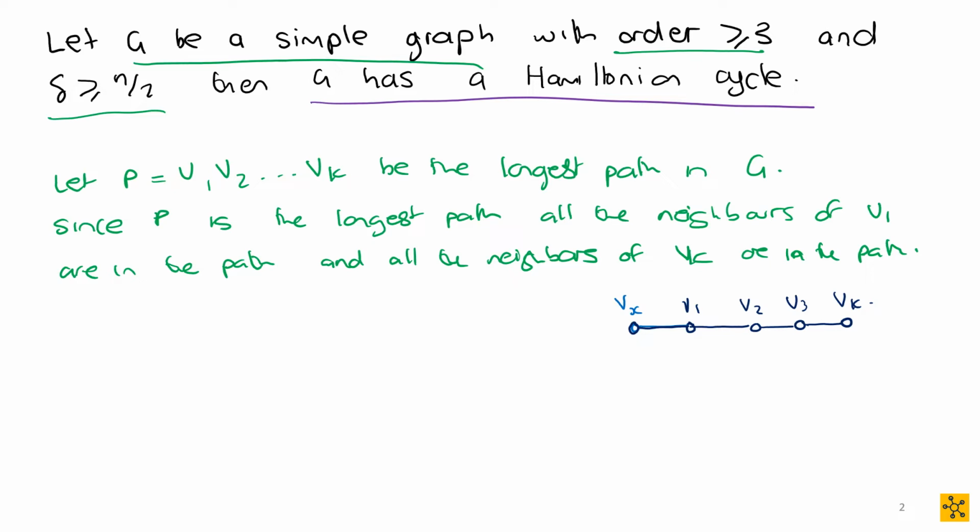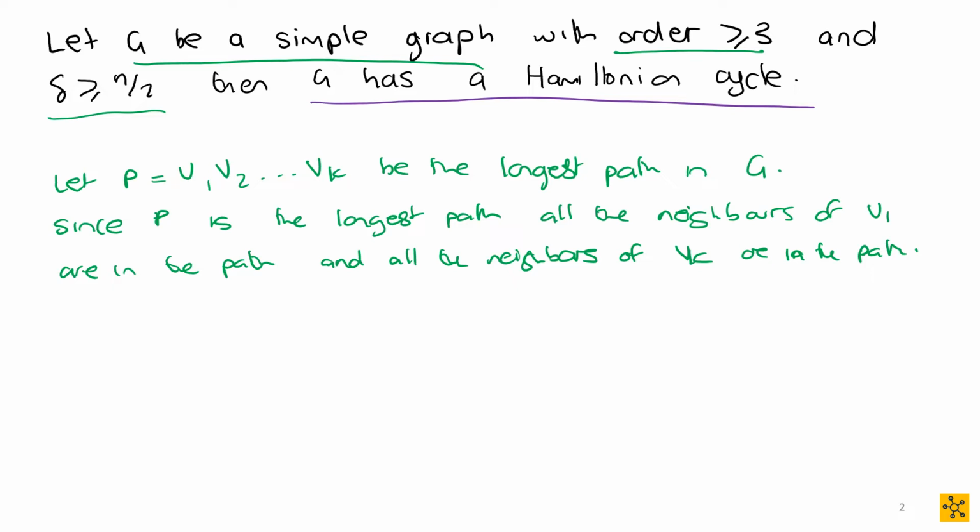So since P is the longest path, all the neighbors of v1 are in the path, and all the neighbors of vk are in the path, because similarly, you can do it for vk. You could have had a vt that happened to have an edge, if it's a neighbor to vk, and that meant you could have extended your path. Okay, so we know that aspect. All the neighbors of v1 are in the path, and all the neighbors of vk are in the path.